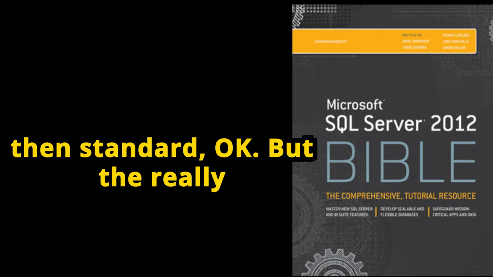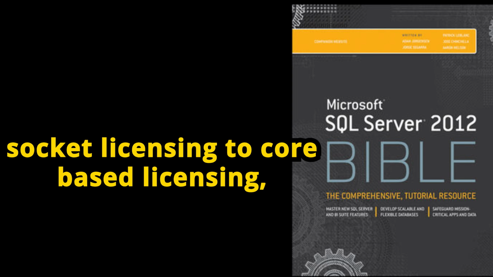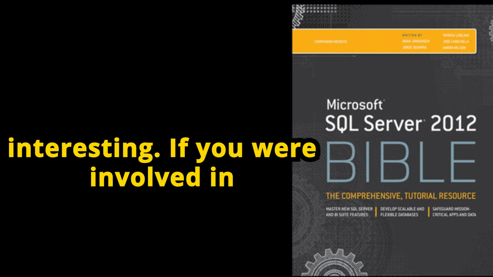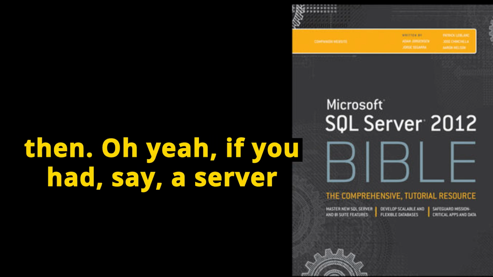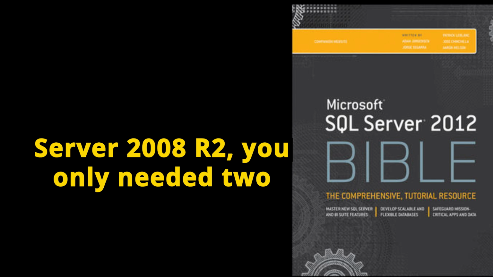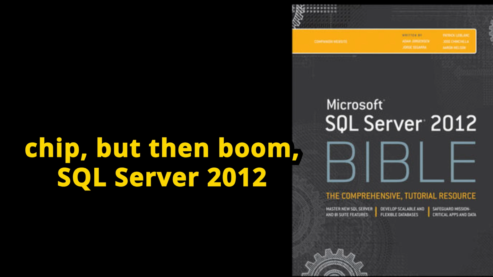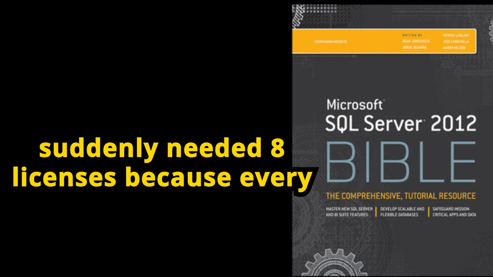But the really impactful change, the one that made people sit up, was the shift from per-socket licensing to core-based licensing. Right. And this is where it gets really interesting if you were involved in budgeting or planning infrastructure back then. Oh, yeah. If you had, say, a server with 2 quad-core processors running SQL Server 2008 R2, you only needed 2 processor licenses. Simple. One for each chip. But then SQL Server 2012 comes along, and that same server suddenly needed 8 licenses.